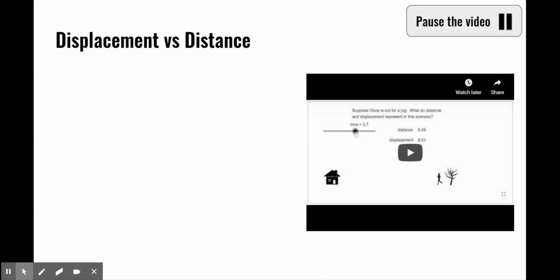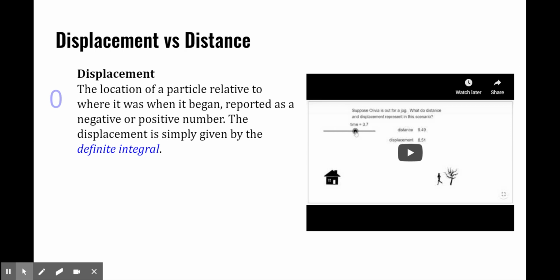If someone were to say, "How far did Olivia go?" how would you answer? Pause the video to think about this question. One person might say she went nowhere since she returned to where she started. Another person might say she went 18 meters since that's how much total ground she covered.